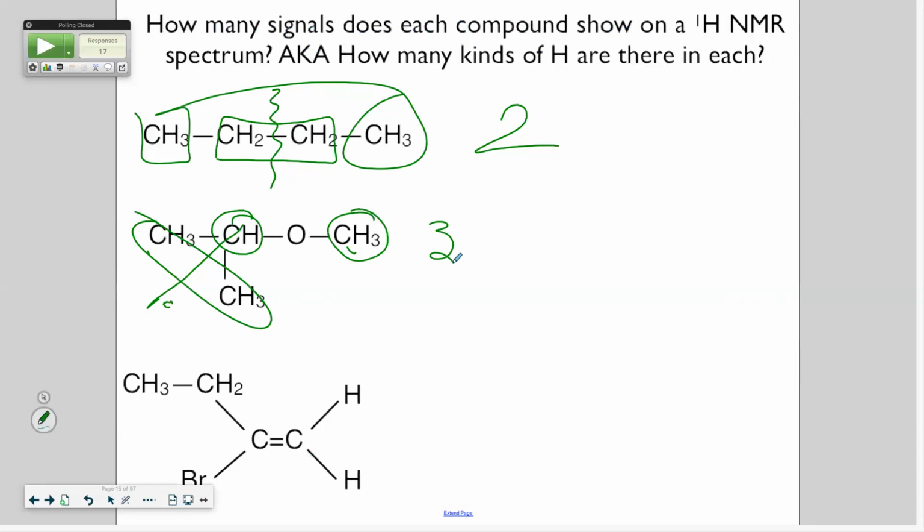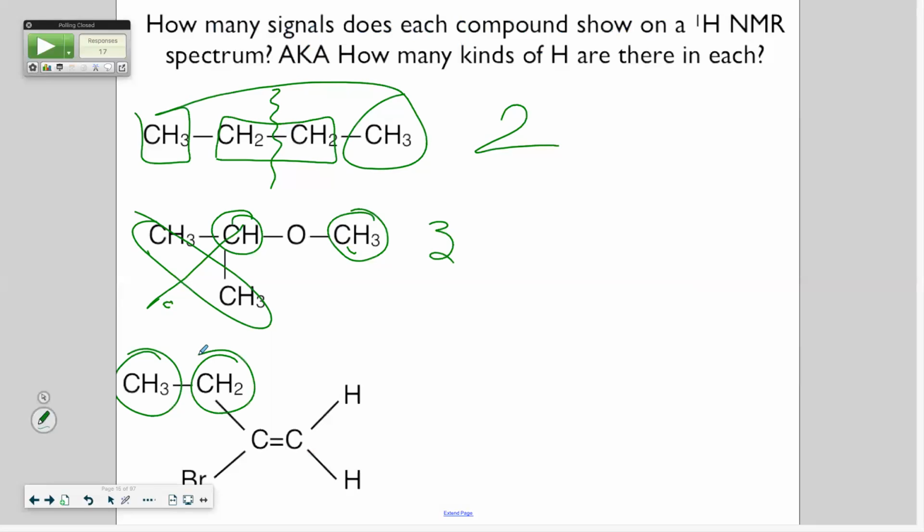All right, now I'm going to write some more molecules that we're going to do. What do you think about that bottom one? How many kinds of hydrogens are there? 3. What do you see as the 3? The methyl. The CH2. What do you think about those 2? That's the question, isn't it?